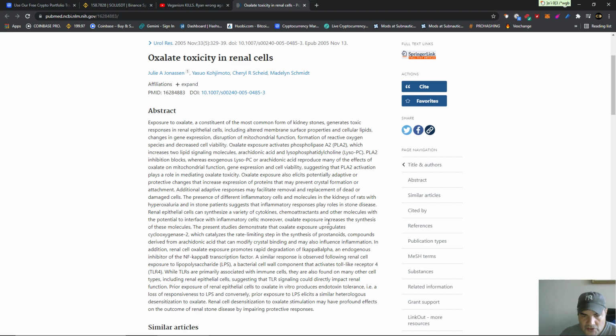Moreover, oxalate exposure increases the synthesis of these molecules. Again, those are the two lipid molecules that are messing up your mitochondria and causing all the problems, as I explained in the beginning.